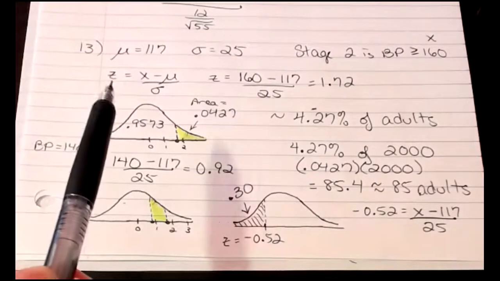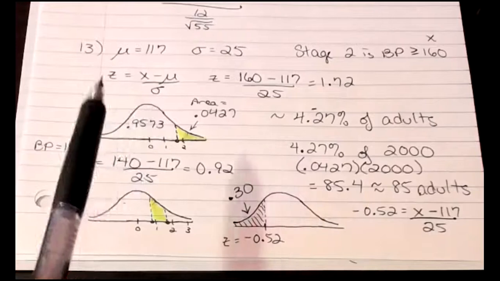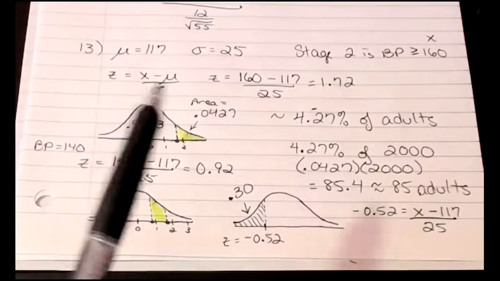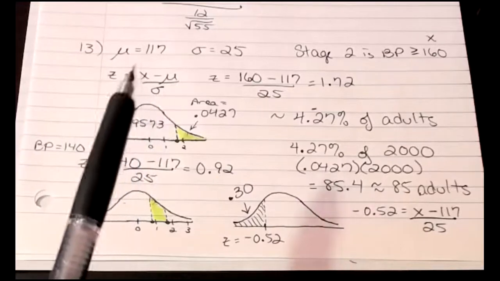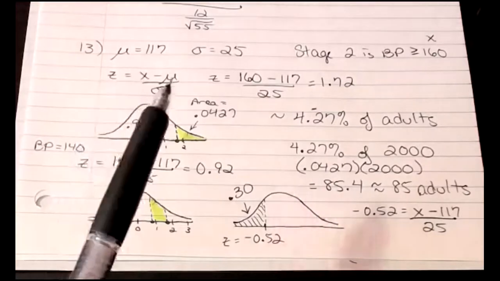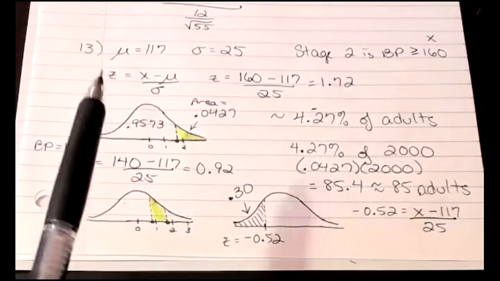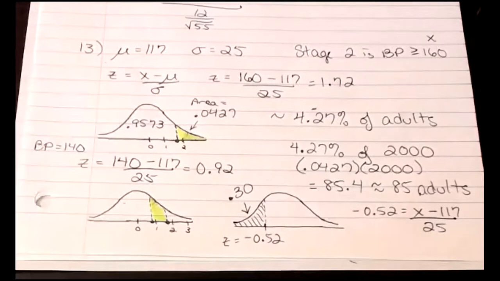Think about the fact that you have 1, 2, 3, 4 unknowns in your z-score formula. If you don't know X, you better find all the other 3, otherwise you can't solve for it. So that's why it tells us we know the mean, we know the standard deviation, we definitely need to find the associated z-score so that I can then find my raw data value.